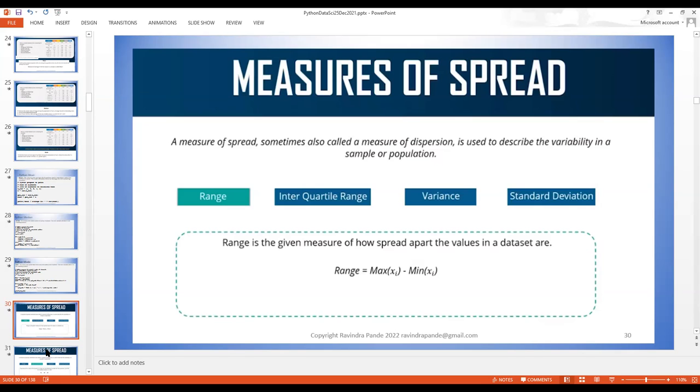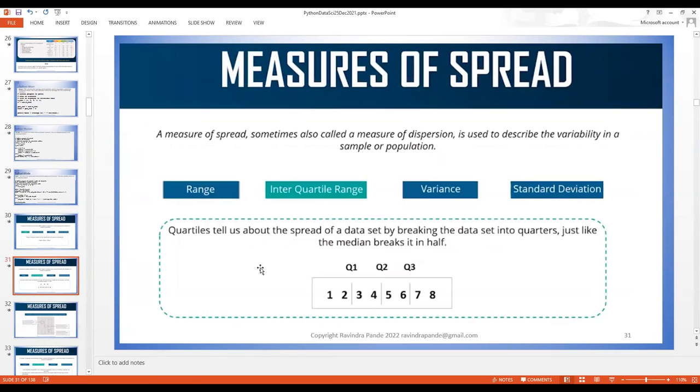Then we have the interquartile range. In the interquartile range, we try to quarter it out. So we divide the given data set into 4 parts after sorting, and then see how much is in Q1, Q2, Q3, Q4, and so on. So quartiles tell about the spread of a data set by breaking it into quarters, just like the median breaks it in half. So quartile is a more detailed division.